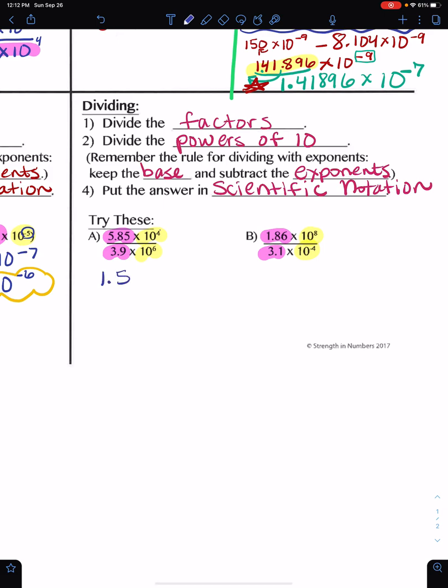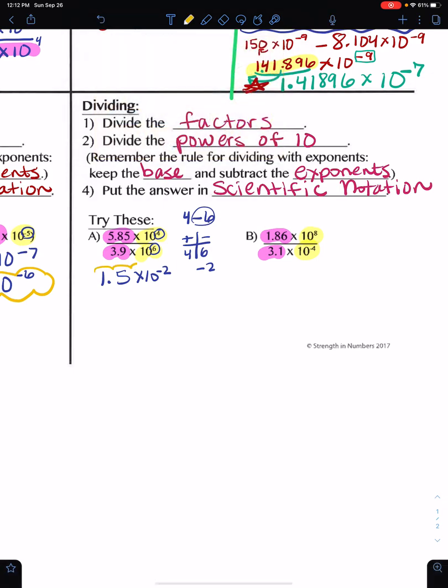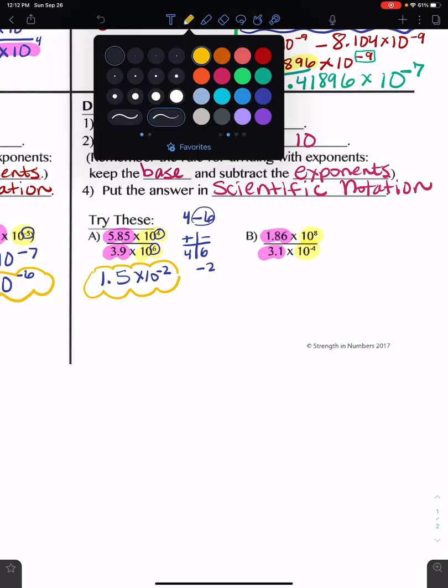I'm going to divide the powers of 10. The shortcut is to subtract the exponents. So I'm doing 4 minus 6. On my scoreboard, I have 4 positives and 6 negatives, which gives me -2 because the negative team won by 2. So it would be 1.5 times 10 to the -2. So keep a close eye on those integers when you're adding and subtracting the exponents.